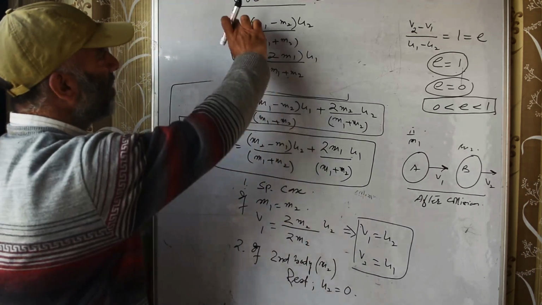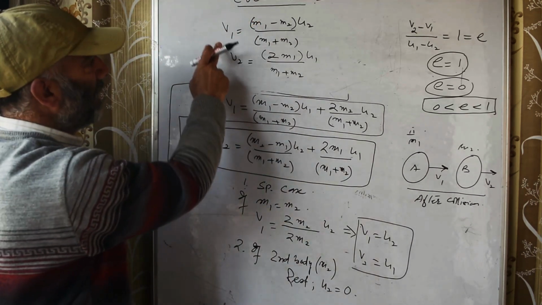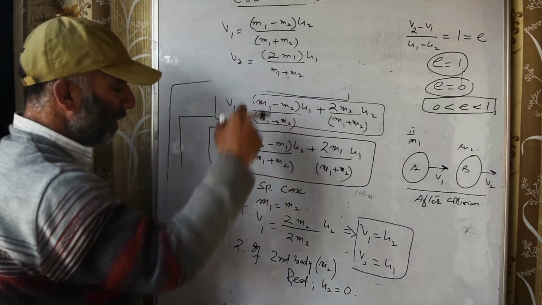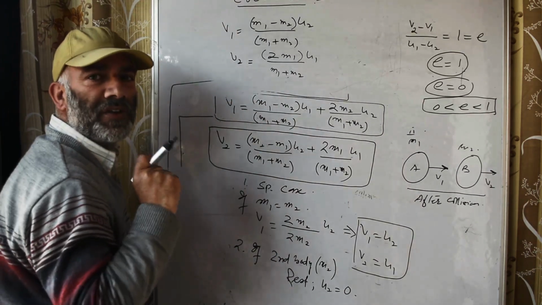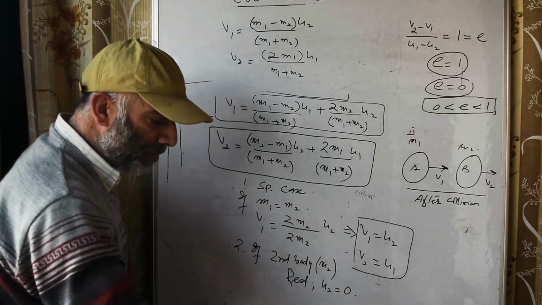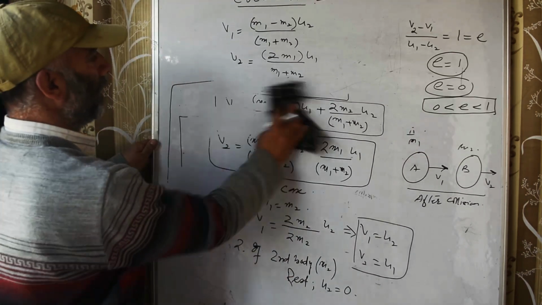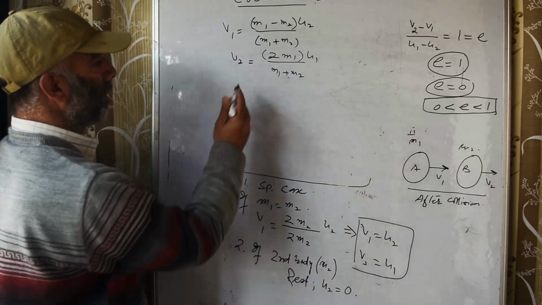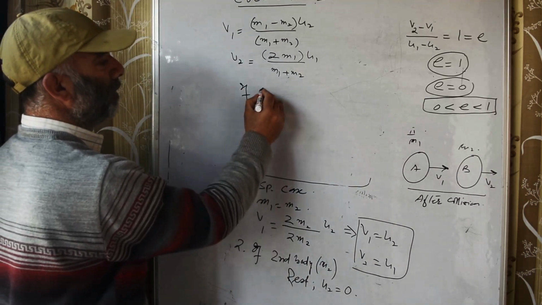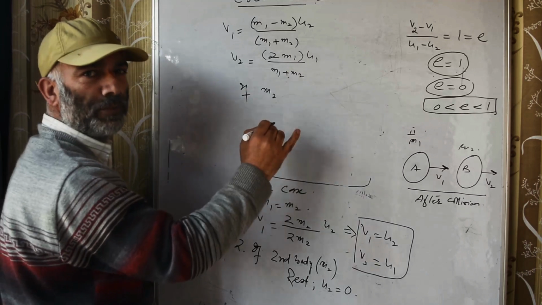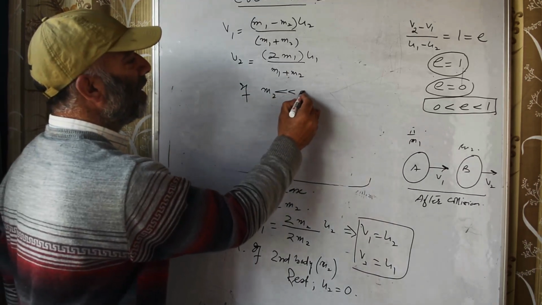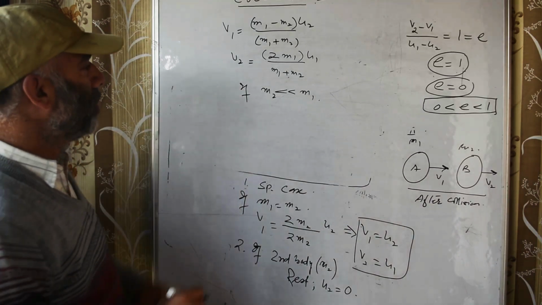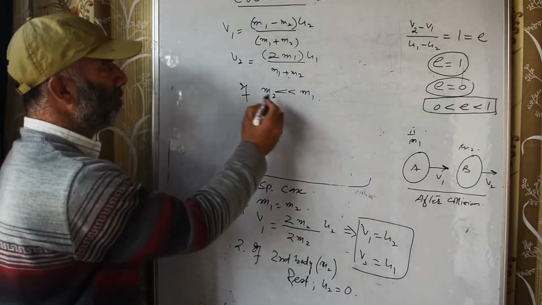Under those conditions, the velocities will be this. V1 and V2 are the two velocities. So let's talk about the case where the second body, which is at rest, is of lighter mass. Now the special case: if M2, the mass of the second body, is very, very less than M1. Under this condition, we'll neglect the mass of the second body.